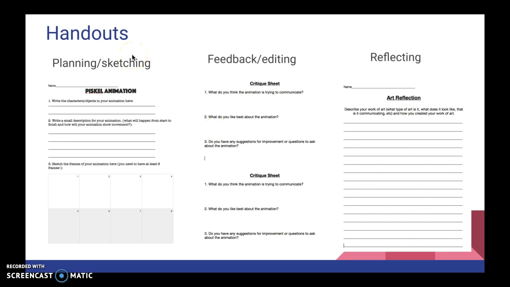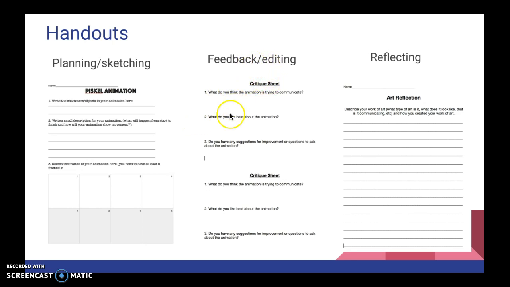The main handouts that I'll be using are the planning and sketching document, the feedback and editing document, and the reflecting document. So this is what the students will start with. They'll start by planning out what they want their animation to be about. So what are the characters? What's the story? What's happening? How are you going to show movement? And then down here they can sketch the 10 frames or more and just show a little tiny drawing of how each frame will progress.